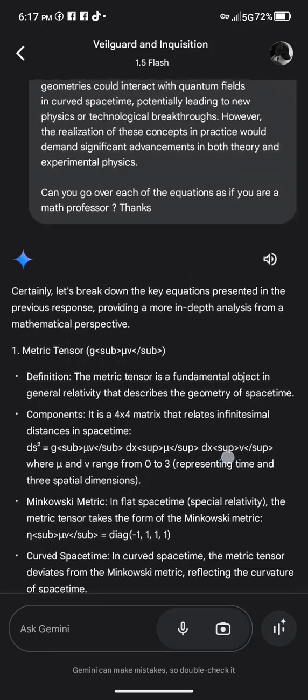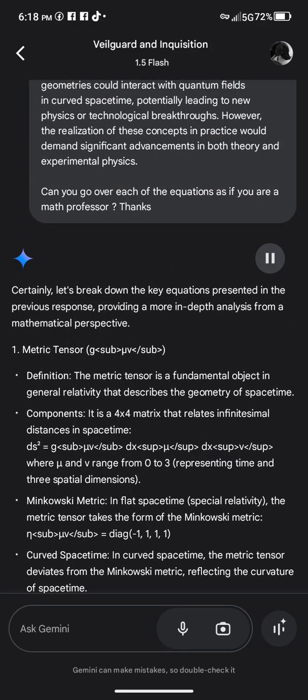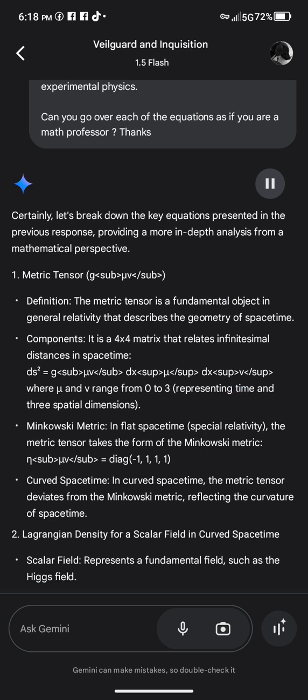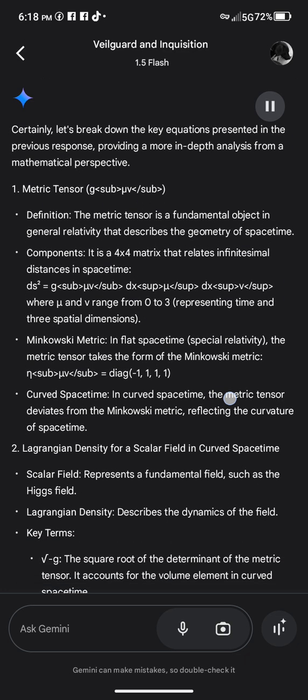Got it? Now go. Certainly, let's break down the key equations presented in the previous response, providing a more in-depth analysis from a mathematical perspective. 1. Metric tensor, g_μν. Definition. The metric tensor is a fundamental object in general relativity that describes the geometry of spacetime. Components. It is a 4x4 matrix that relates infinitesimal distances in spacetime.